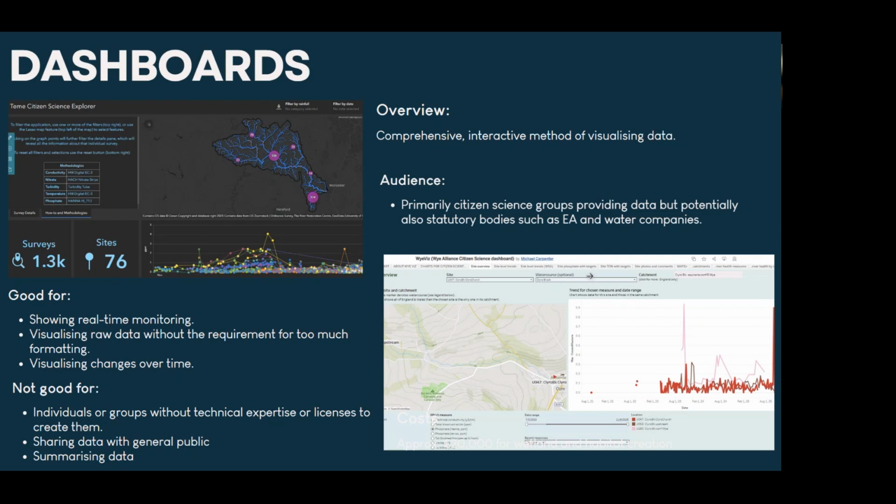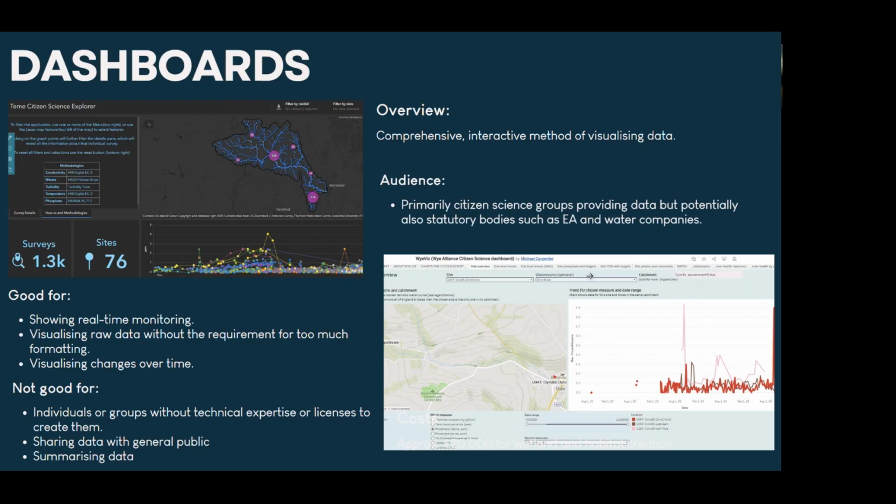In terms of an audience for these, I'd say it's primarily targeted at those that are collecting the data, so those within citizen science groups, but it could also be of use if you're working with the Environment Agency or water companies, sharing data so that they can have access to it and see it as well. You need to have that level of understanding of what the data is that's been inputted into there, so it doesn't necessarily lend itself that well to members of the public.